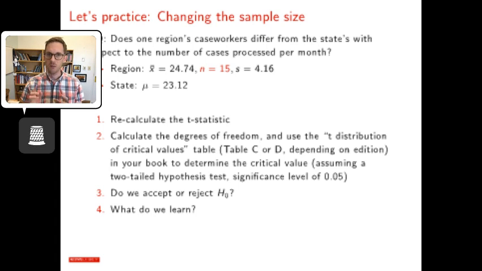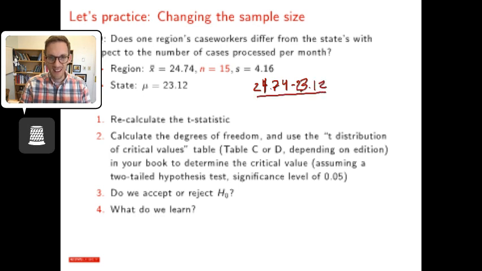All right. So pause the video, go ahead and do that, and then I'm just going to work it on this slide, just kind of give you the answers. Okay. So to recalculate our test statistic, I went ahead and substituted that 15. So it's going to be 24.74 minus 23.12 over, in this case, 4.16 is the same, but then we have the square root of 15. And if you recalculate that, I get 1.51 is my t value.